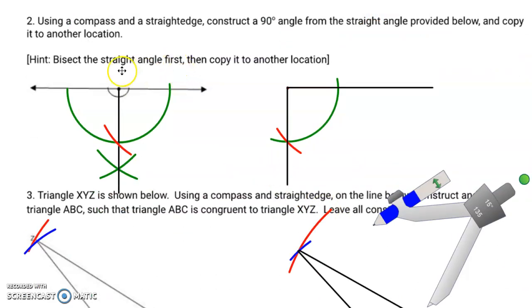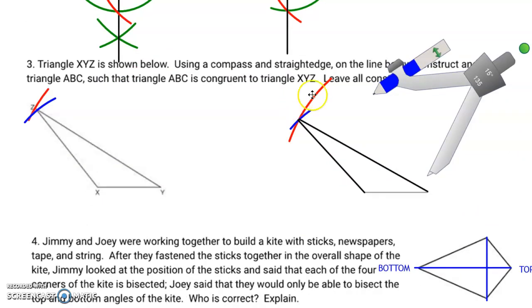For question number 2, it asks us to first bisect the straight angle. You could have done that using the skills from the last lesson, and then copy the angle. You use the skills from this lesson. And then for question 3, it asks us to construct a copied triangle, a congruent triangle. I copied the length of both sides. It was the easiest way to do it.